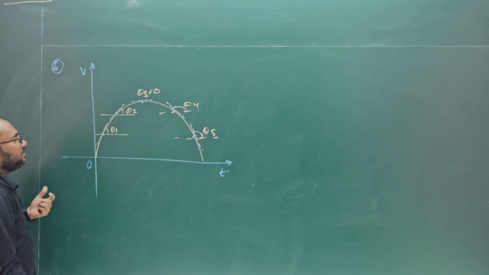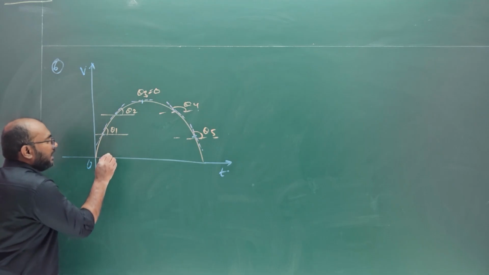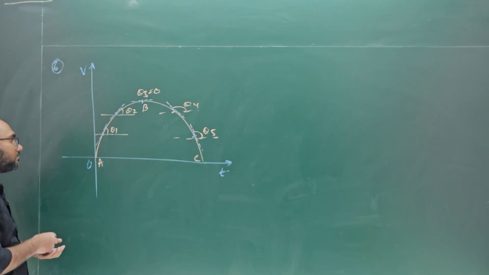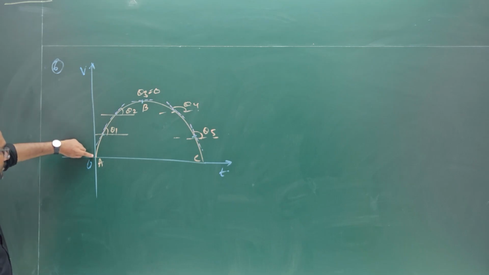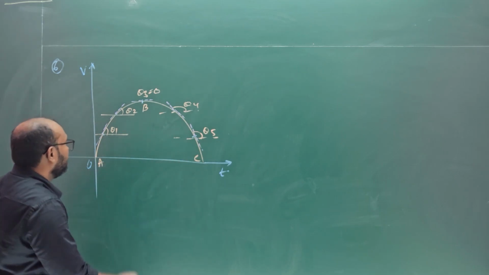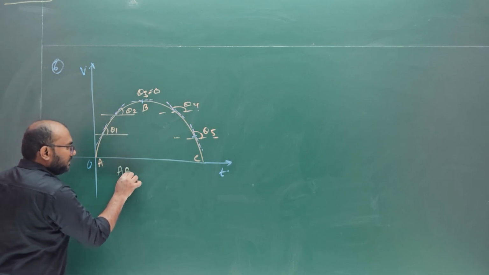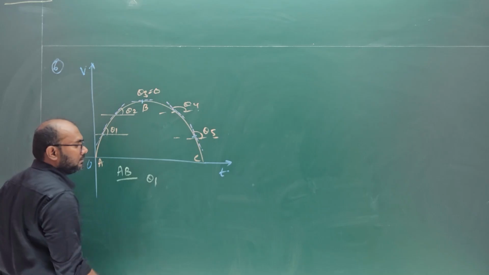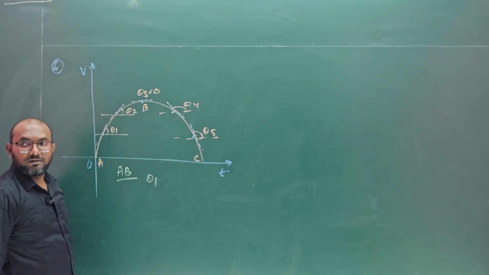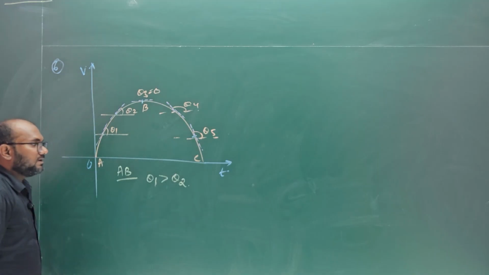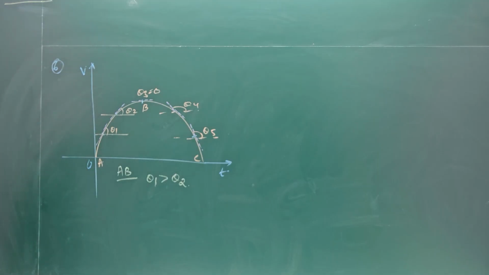Okay, from A to B, let's say this is your A, this is point B, and this is your point C. Now, what is the initial velocity? 0. Final velocity at this point? 0. Okay. From A to B, let us discuss between A and B. So, theta 1 is smaller or greater? Theta 1 is greater than theta 2. If theta 1 is greater than theta 2, acceleration is decreasing or increasing?